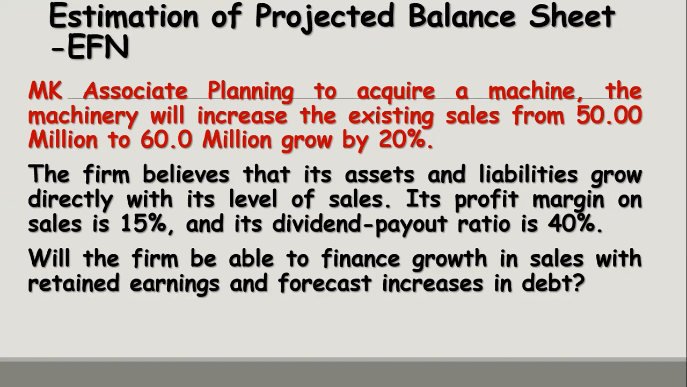Will the firm be able to finance growth in sales with the retained earning and forecast increase in the debt? So it is the question. On one side, 60% of the profit is reinvested within the business as retained earning. Does the company need any external financing or not? If yes, how much? It is to be calculated.